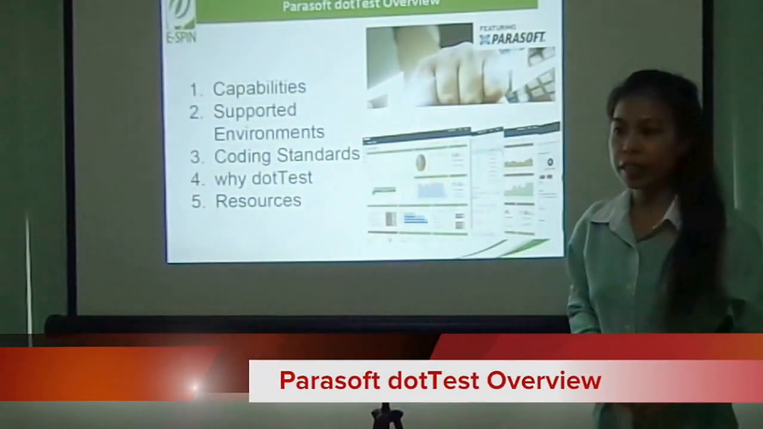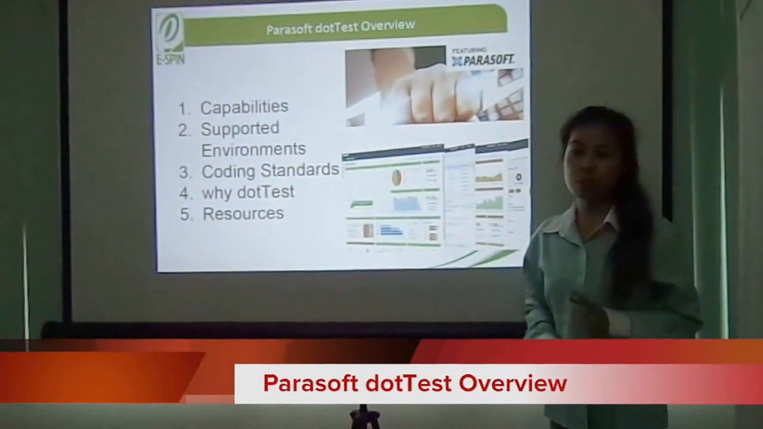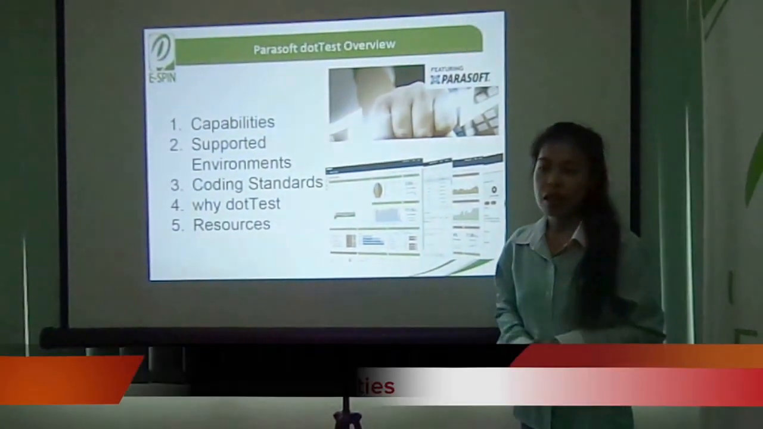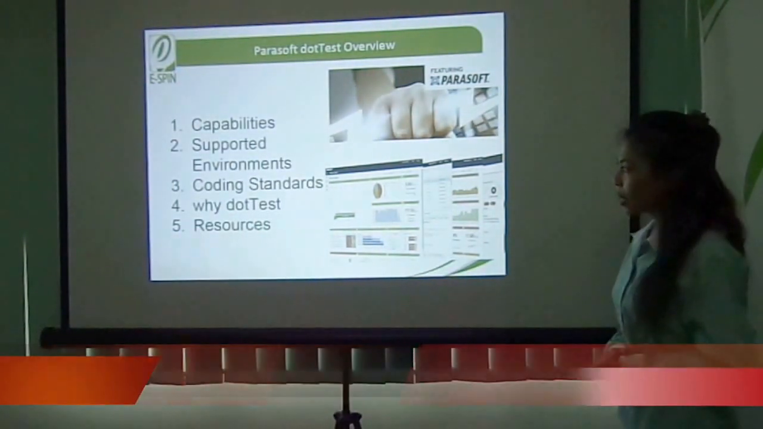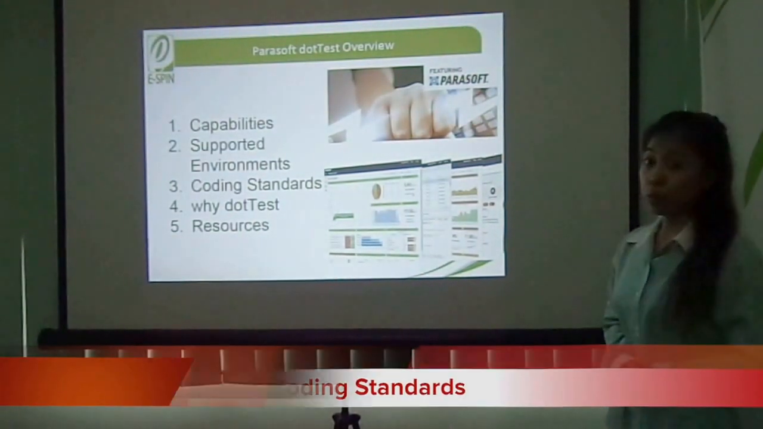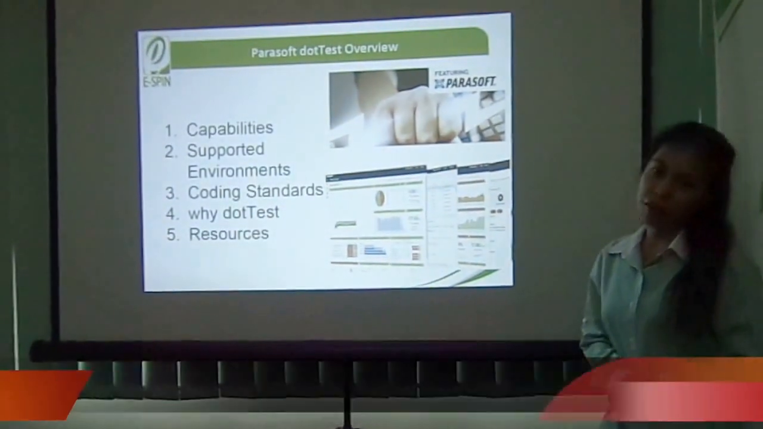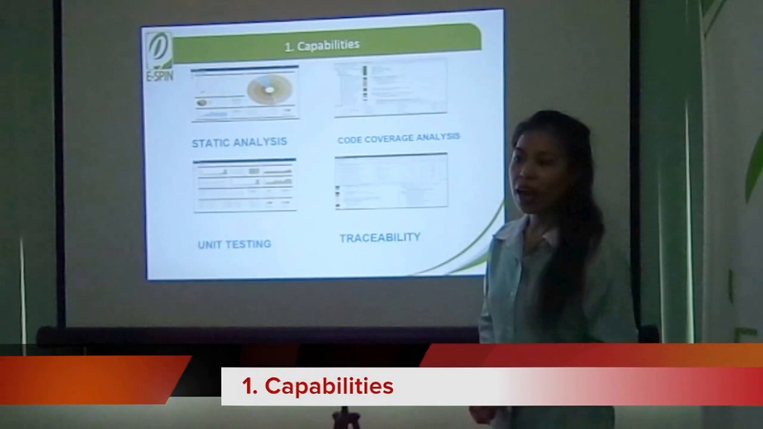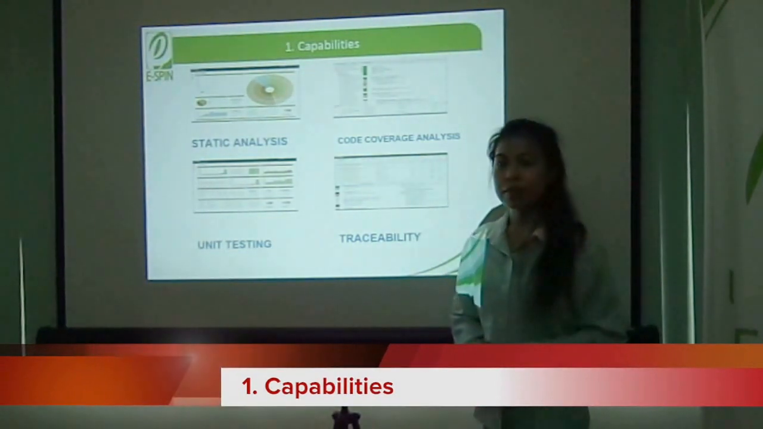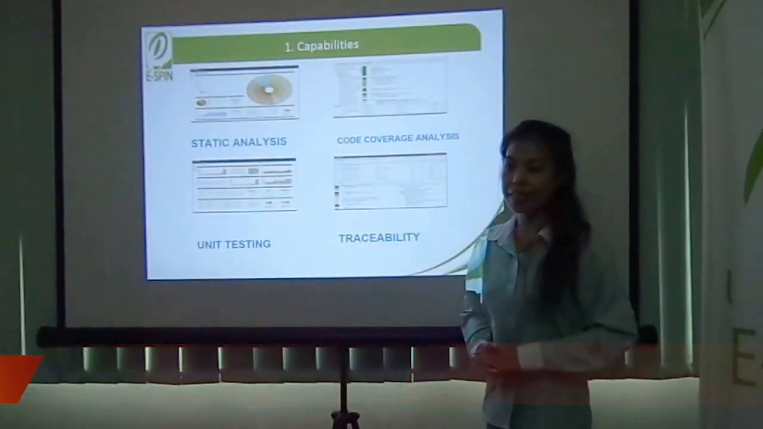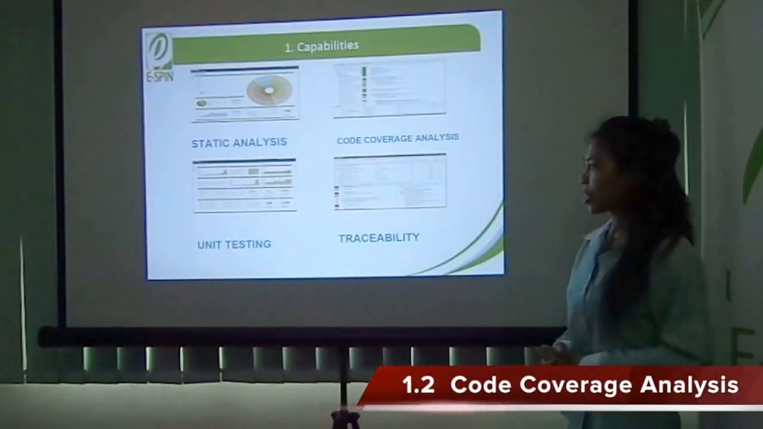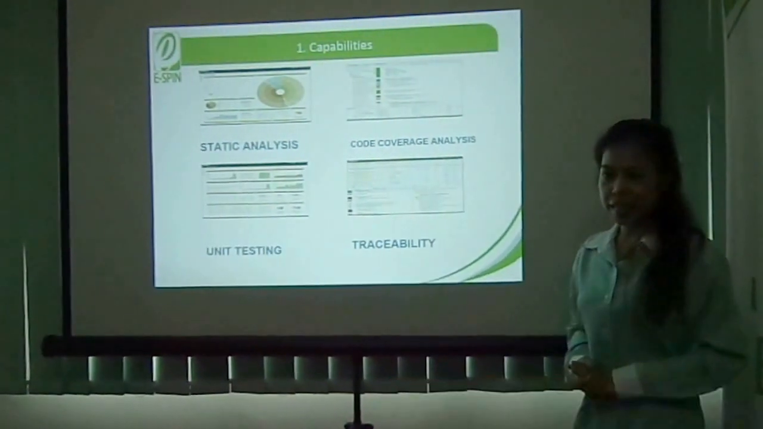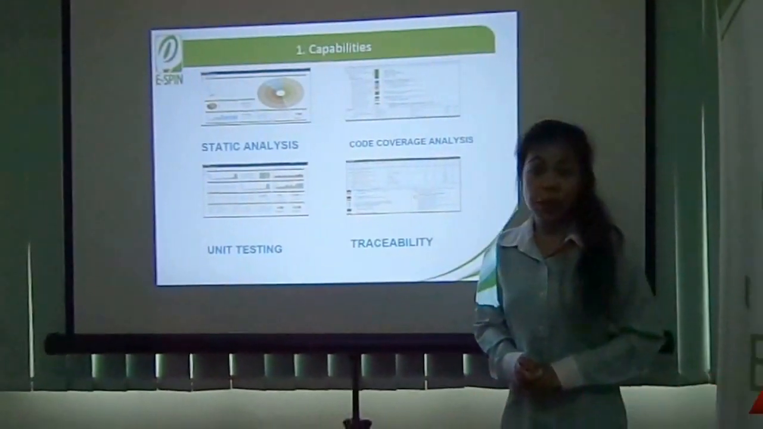Under the Parasoft dotTEST overview, we will discuss five topics. First is capabilities, then supported environments, coding standards, why dotTEST, and fifth is resources. Under capabilities, we have four topics to discuss: static analysis, code coverage analysis, unit testing, and traceability.